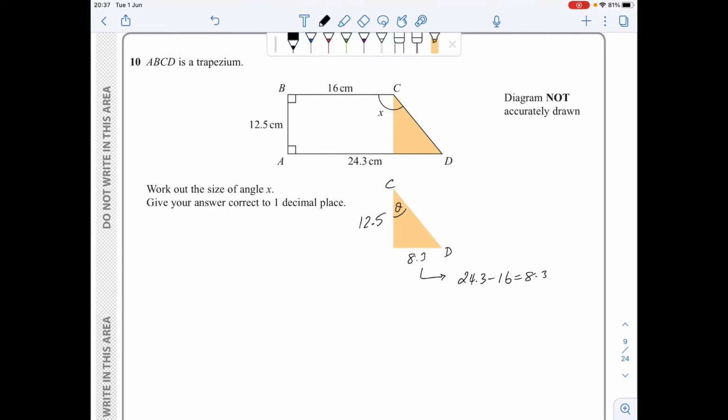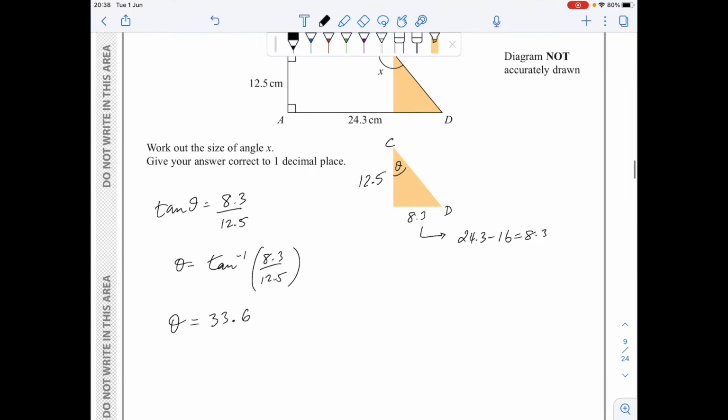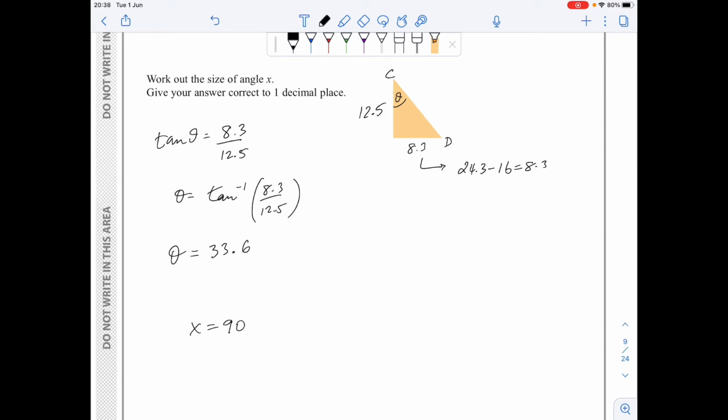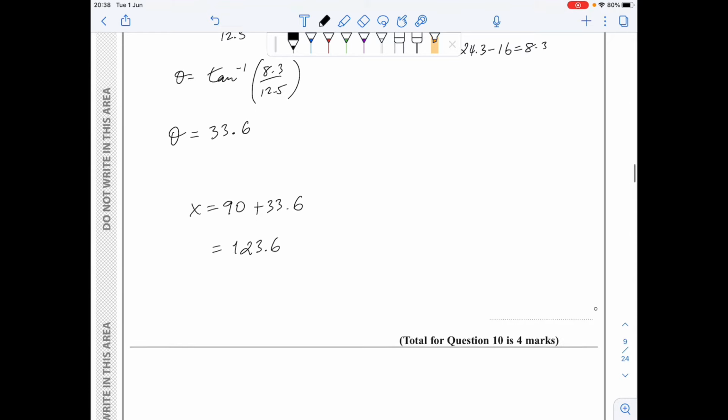Now, to find angle theta, I will use tan. So tan theta equals opposite, which is 8.3, over adjacent. So theta is inverse tan of this fraction, and theta comes out to be 33.6 degrees. So angle x is equal to 90 degrees plus 33.6, which gives me 123.6 degrees.